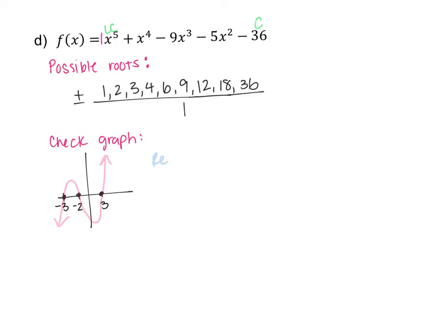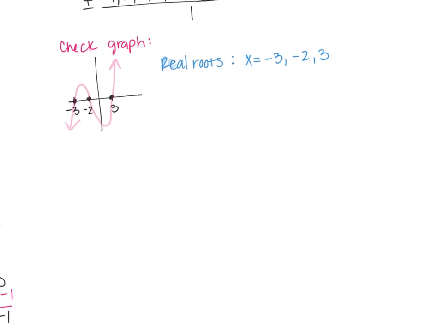So my real roots end up being x equals -3, -2, and +3. And they do show up on my list. So I do have a plus and minus 3, and then a 2 also shows up on my list. All right, so that is my graph.